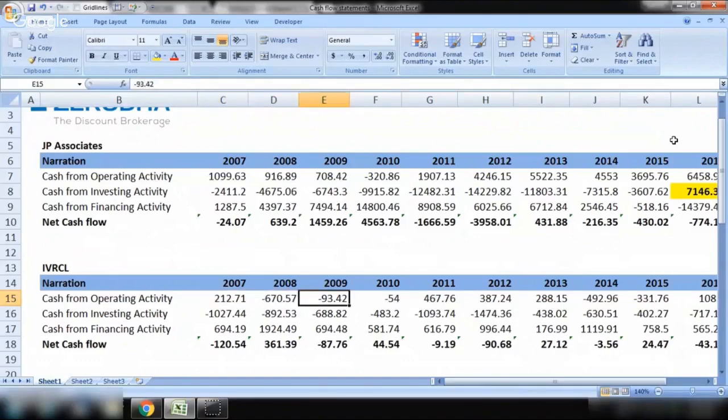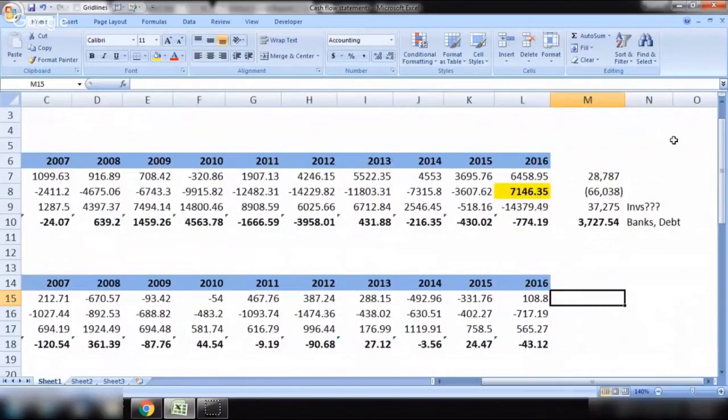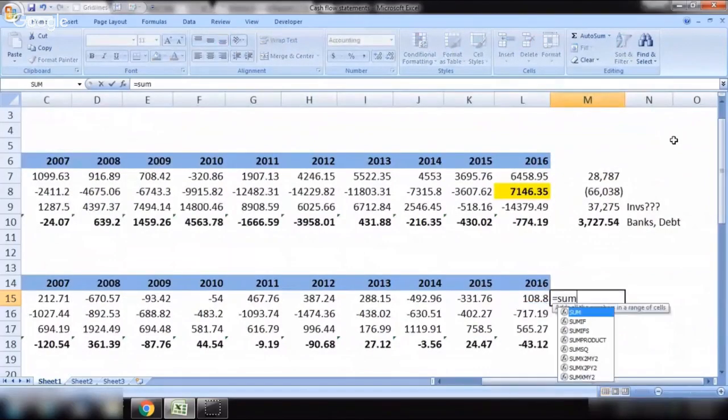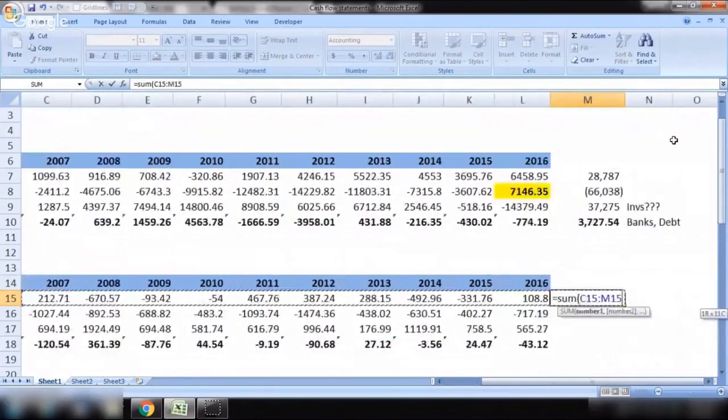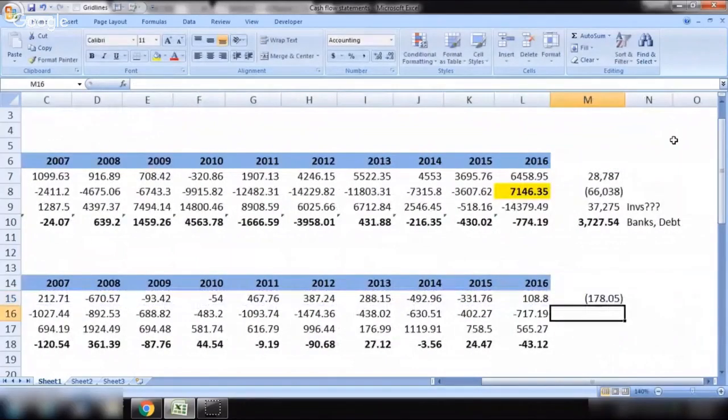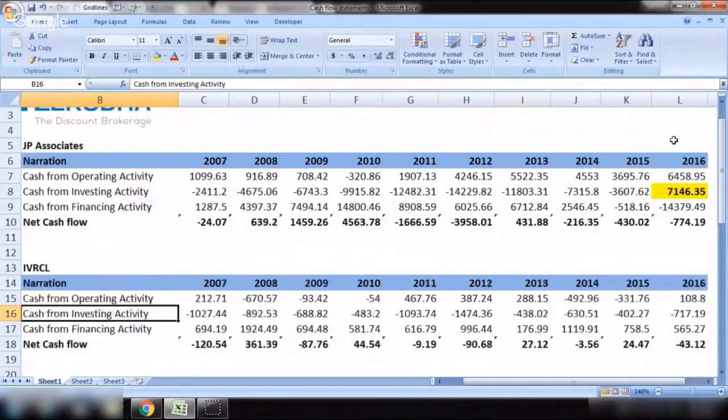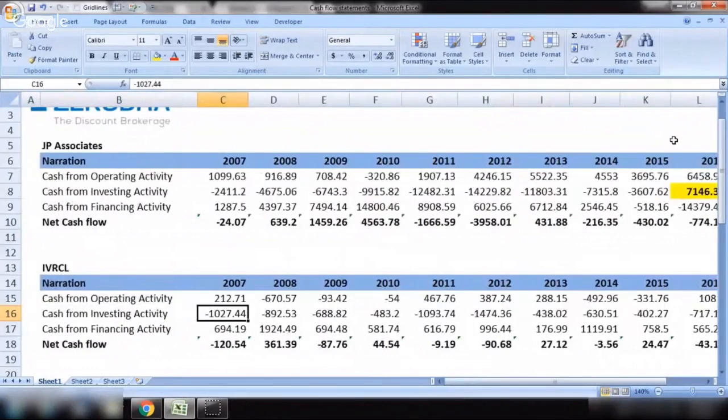Anyway, let's sum up all their cash flows. Let's see how much money they've generated through operations over the years, right? So they seem to have generated, okay, not generated, they've lost money. They've lost close to about 178 crores over the last 9 years. This to me is a big disaster, right? So over the last 9 years, operationally, the company has lost 178 crores. Bad. But let's see what they're doing in terms of investing activity.